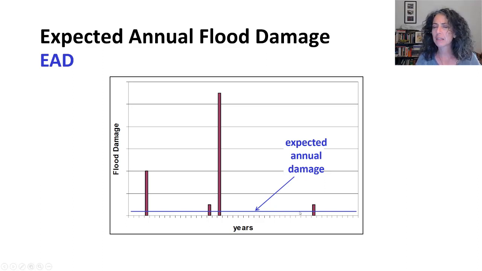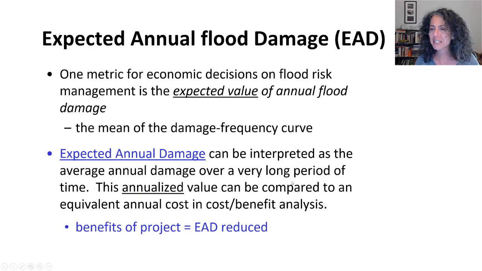So this is like the mean of the roll of a six-sided die being 3.5. It's not a value that can occur, but it is the mean of the probability distribution. So this annualized value of damage can then be compared to annual cost in a cost-benefit analysis.